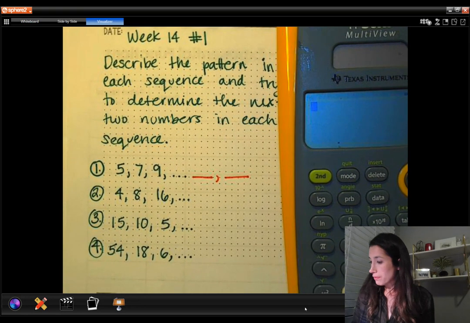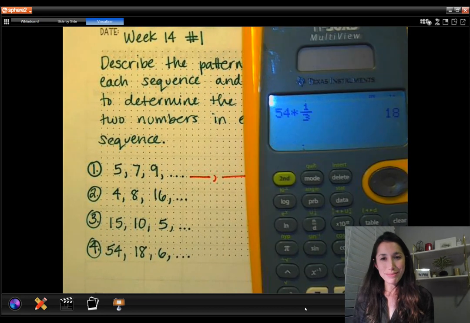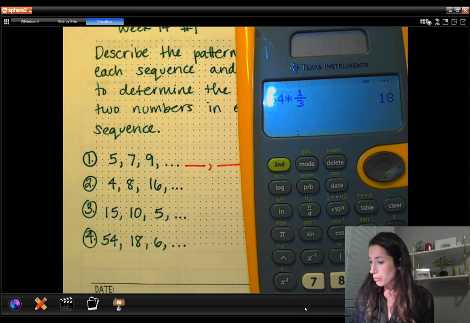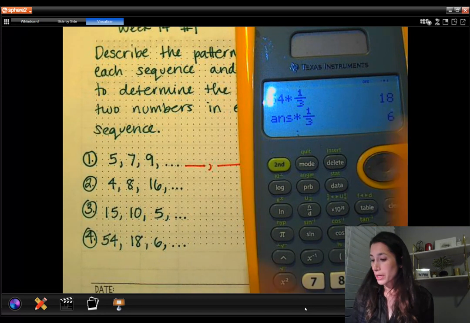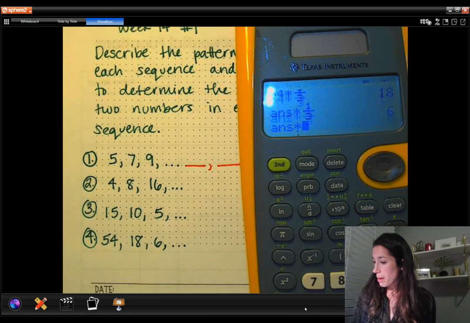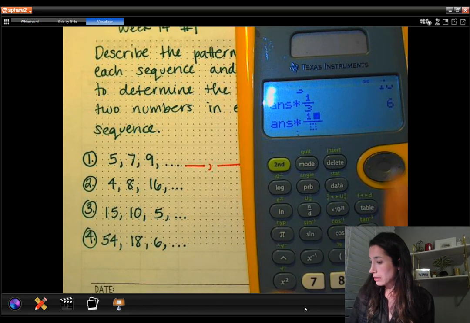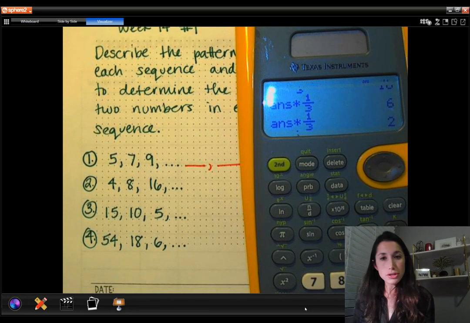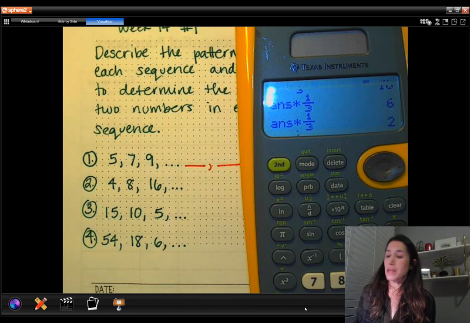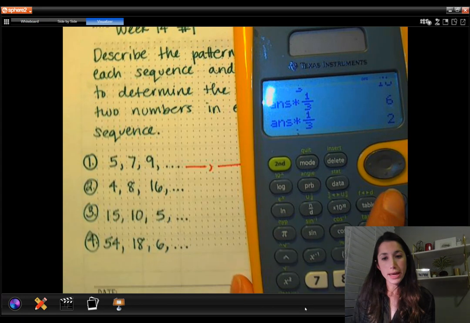So if we look here in our calculator, 54, if I multiply that by 1/3, I'm getting 18. We can multiply that by 1/3 again. We're getting 6. We're going to multiply that by 1/3 again. That gives us 2, and then you would multiply by 1/3 again. And that will give you a fractional answer, and that's okay.